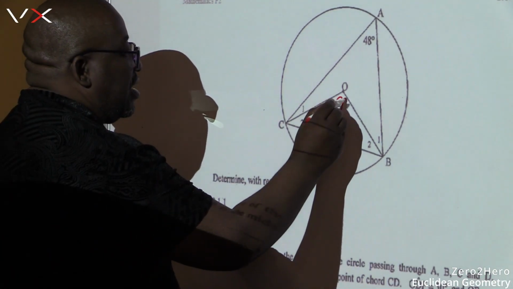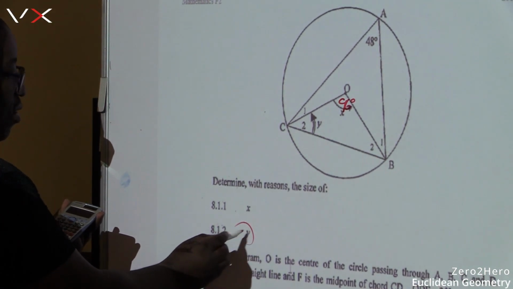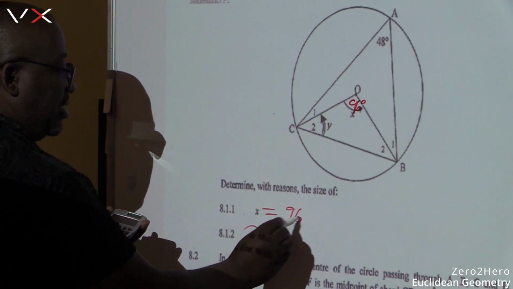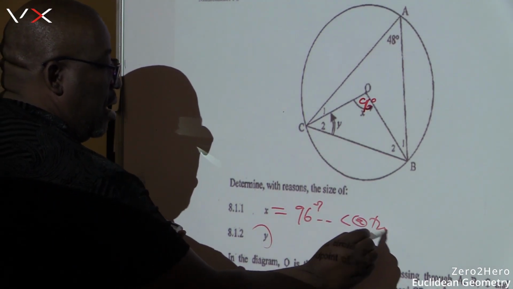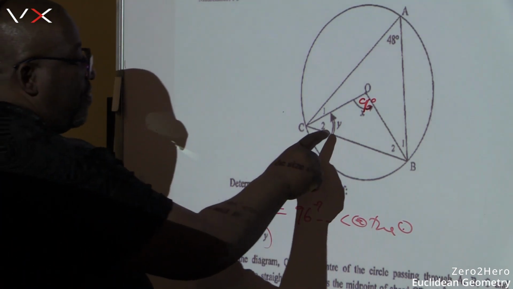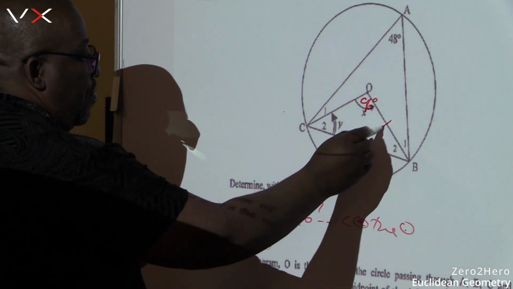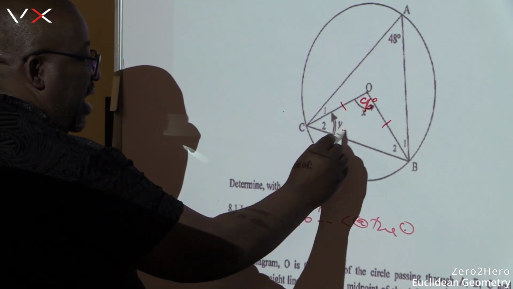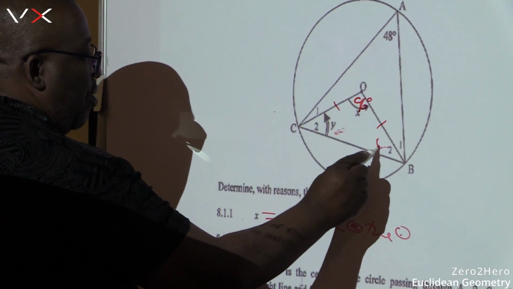So if this is 96 degrees, I'm looking for the value of angle Y. We know that angle X is equal to 96 degrees, since the angle at the center of a circle is twice the angle at the circumference. If angle X is 96, what is angle Y? Remember, if this is angle Y, this is the radius, this is the radius. That means this angle is the same as this angle. If this is Y, this will also be equal to Y.